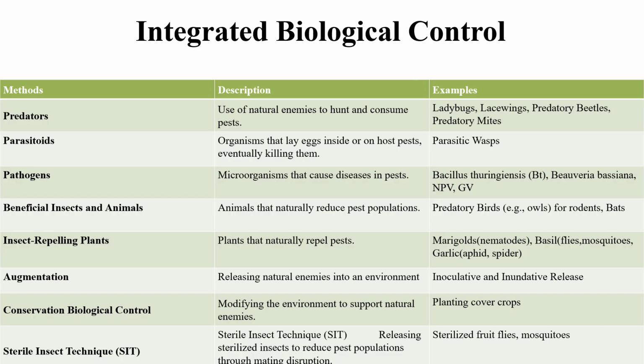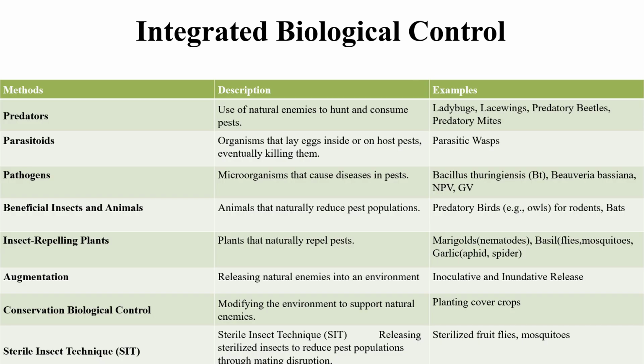Number one is predators. Predators are used as natural enemies to hunt and consume the pest. For example, ladybugs, beetles, and termites, etc. Parasitoids are the organisms which lay their eggs inside the host pest and eventually kill them. For example, parasitic wasps, etc.